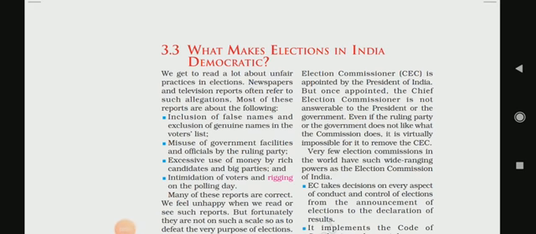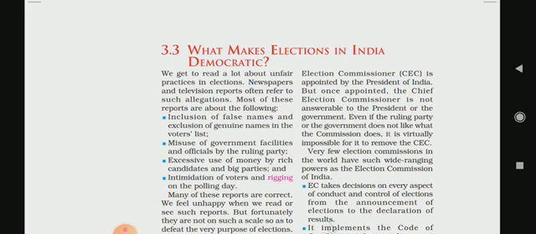So, this is the third segment of this chapter, Electoral Politics. And here we will discuss what makes elections in India democratic. Is this system free and fair or not?